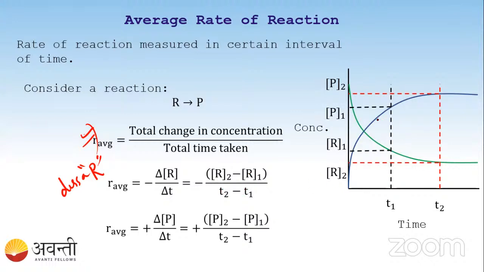Now concentrate only on the blue line. Reactant to product. So at a particular time T1, what is the value of R1? What is the value of R2? So it is a negative sign, and for the appearance of product P, del P by del T, so P2 minus P1 by T2 minus T1. So this is the same as the rate of a reaction, how we studied.